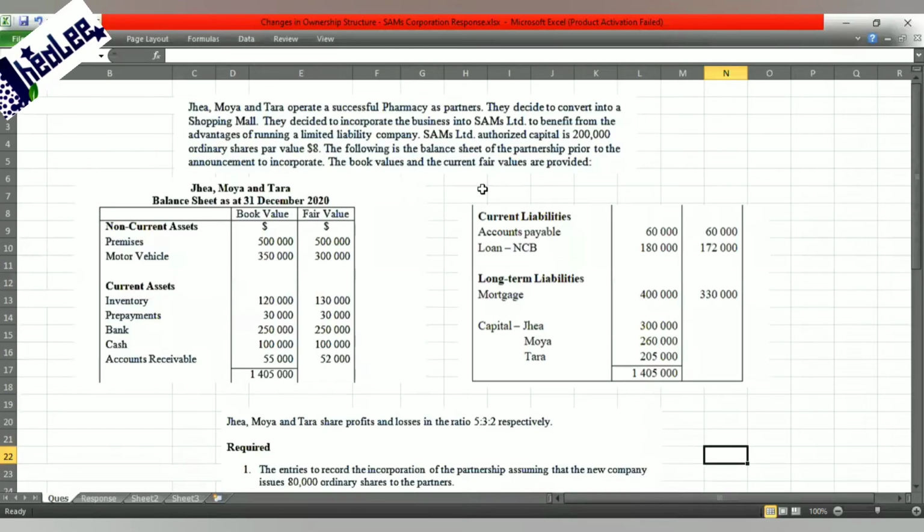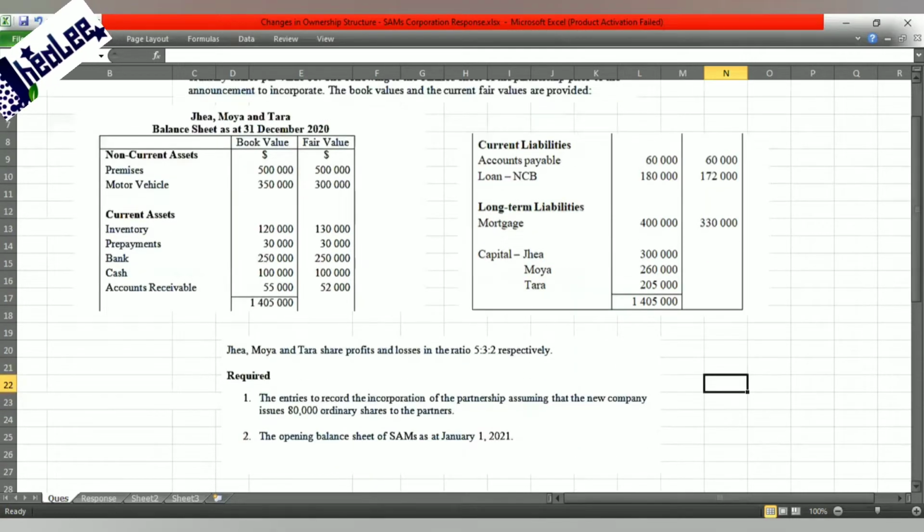The book values and the current fair values are provided by the business. You're required to show the entries to record the incorporation of the partnership, assuming that the new company issues 80,000 ordinary shares to the partners. The opening balance sheet of Sam's as at January 1st, 2021.